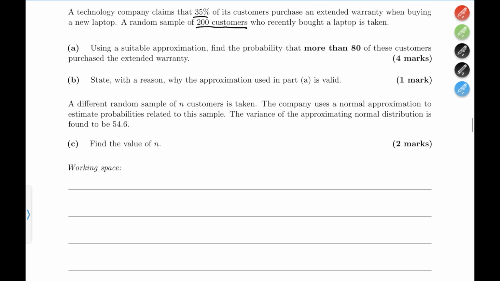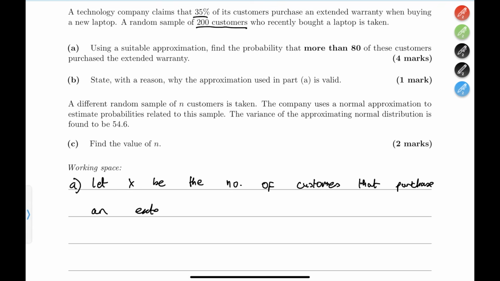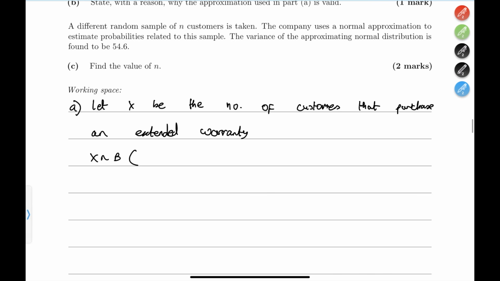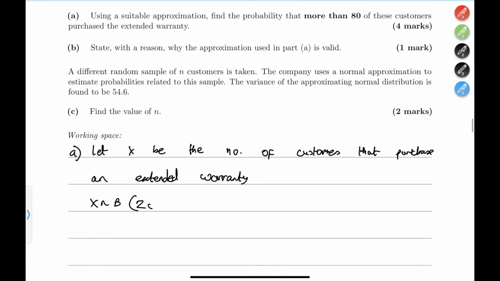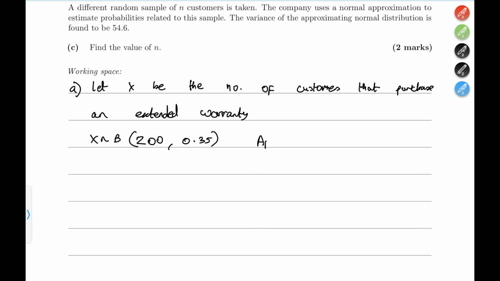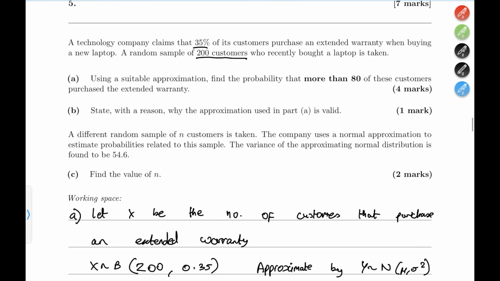So, let's first of all define X. So let X be the number of customers that purchase an extended warranty. So we can model X as a binomial. So we can see here that the sample size is 200 and the probability is 0.35. And we can approximate this because we know we're going to be using a normal approximation by Y with mean and variance, sorry. So find the probability that more than 80 of these customers purchase the extended warranty.